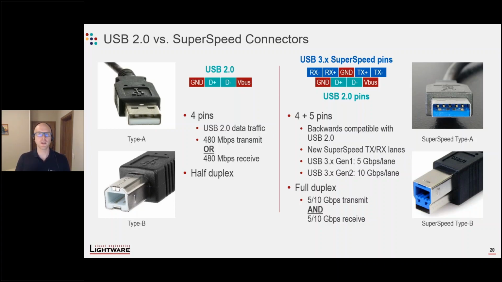Now, SuperSpeed USB can operate at different bandwidths. It can operate at 5 gigabits per second per lane. That's what we call Gen 1. It can also operate at 10 gigabits per second. That's what we call Gen 2.